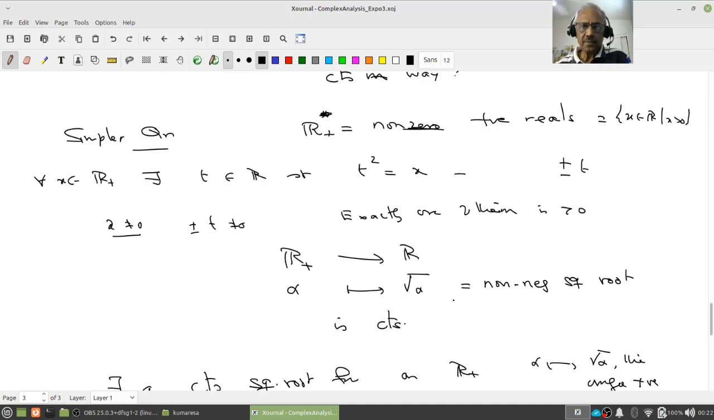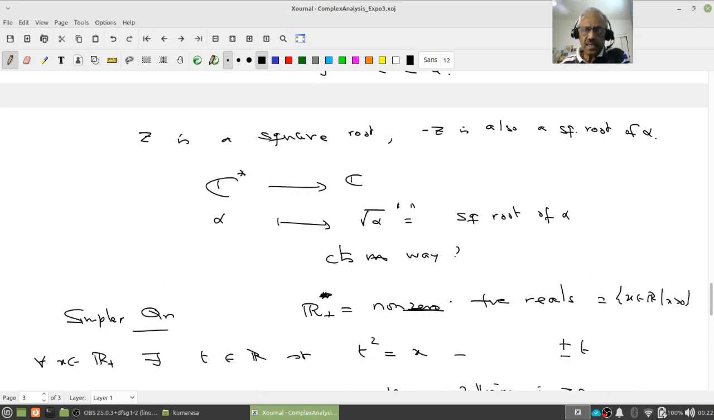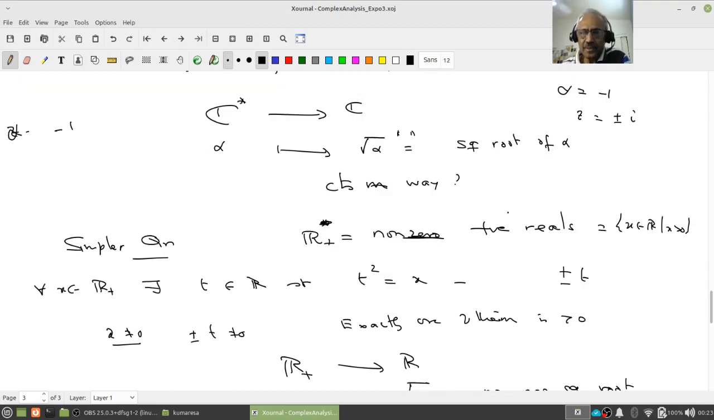Now let's go back to my C star. I have a problem. For example, if you give me alpha equal to minus 1, then the square root z will be plus or minus i. So which one should I choose? Remember, i is also a choice. Two square roots exist, choose one. So if I give you something, it's not clear.